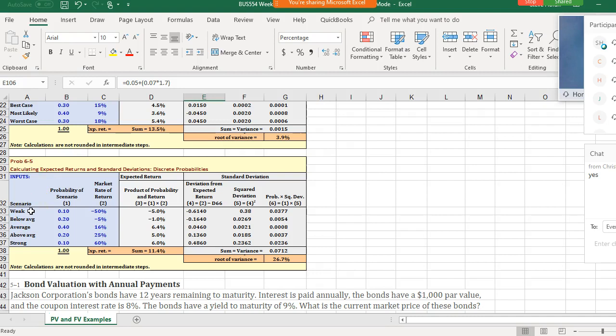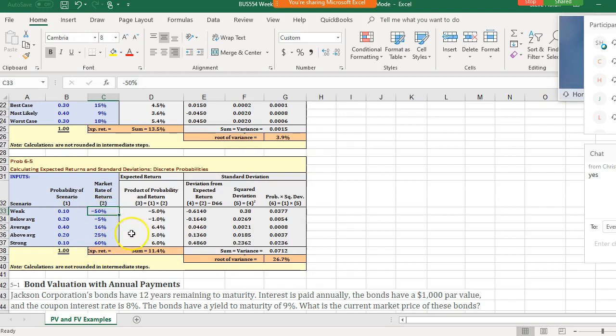The question is basically a stock has this probability distribution of returns. Demand for the company's products would be weak, with a 10% chance of that. Below average 20%, average 40%, above average 20%, strong 10%. And this would be the return on the company based on that. So if they have a really bad sales year, they're going to lose 50%, and so on.